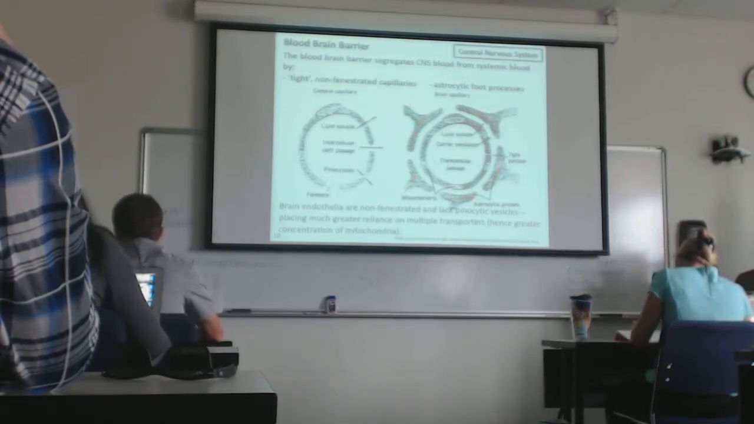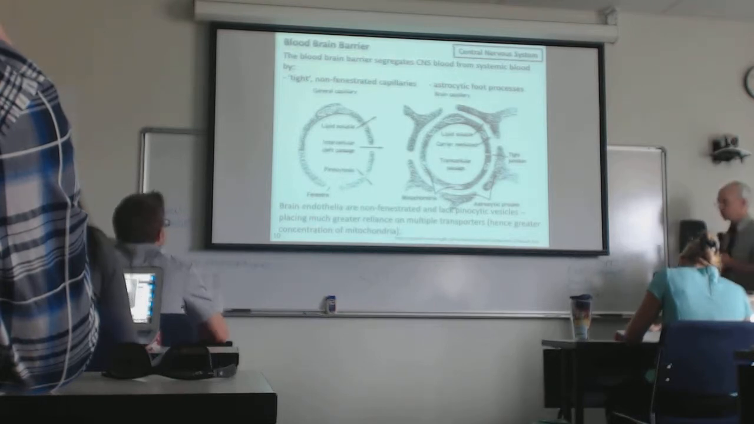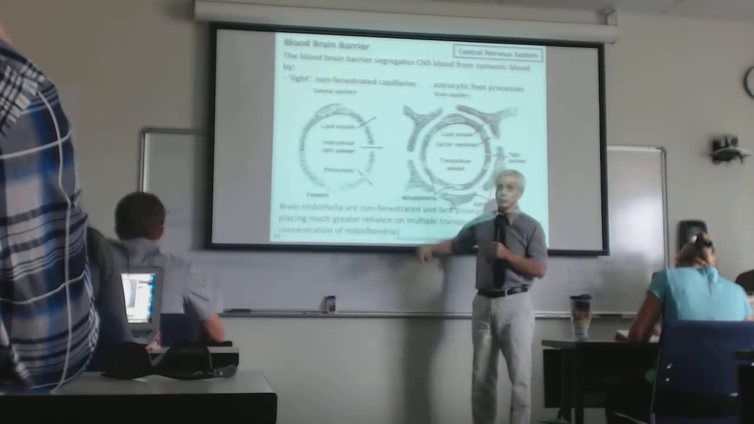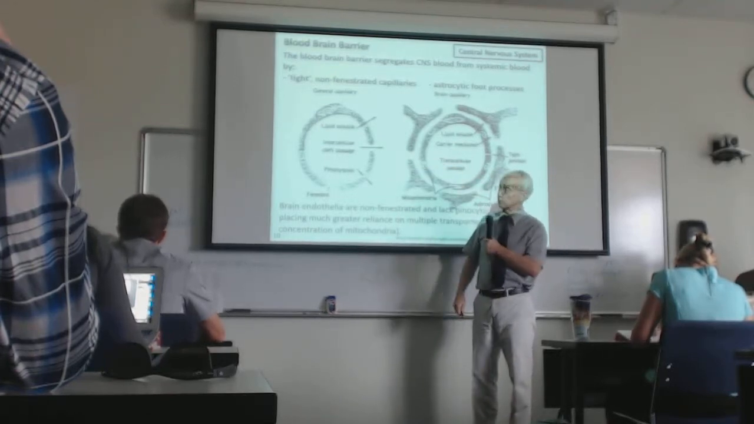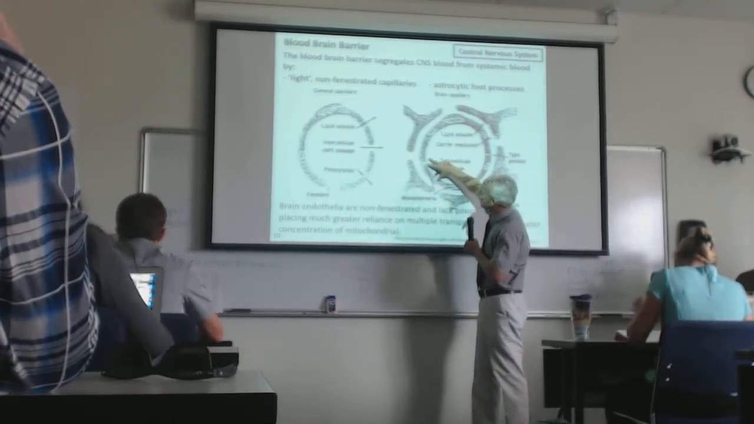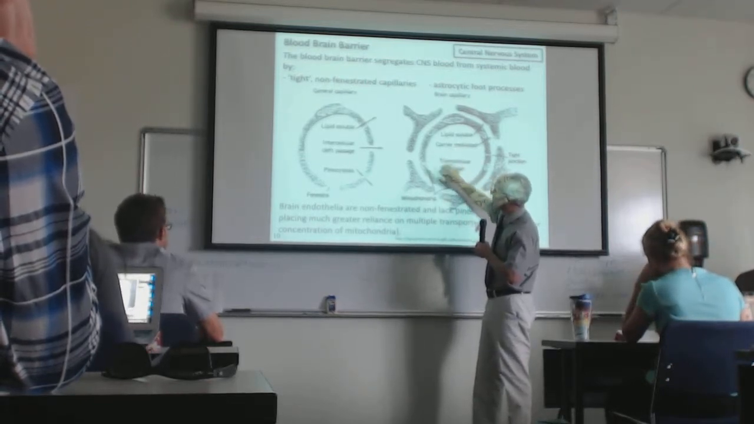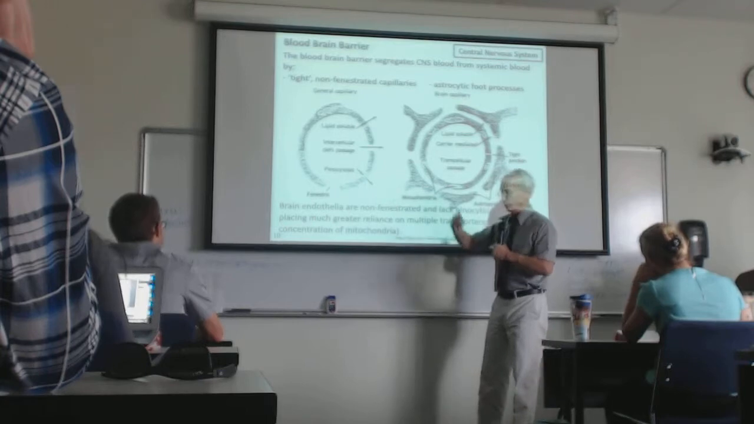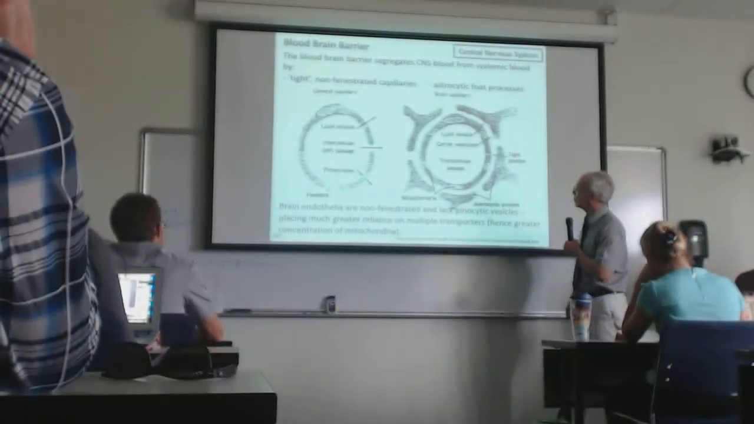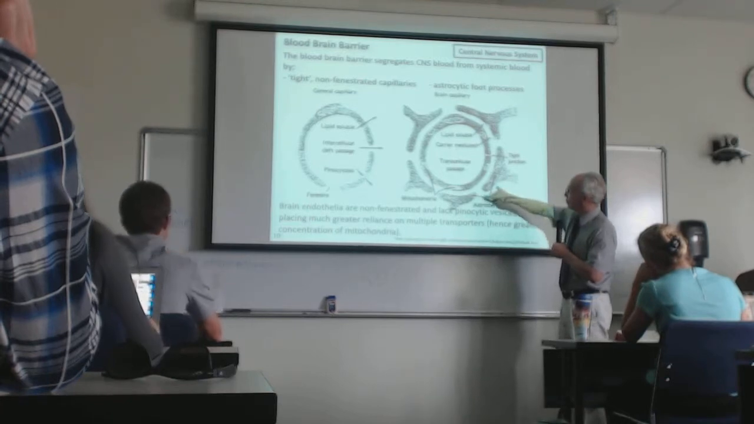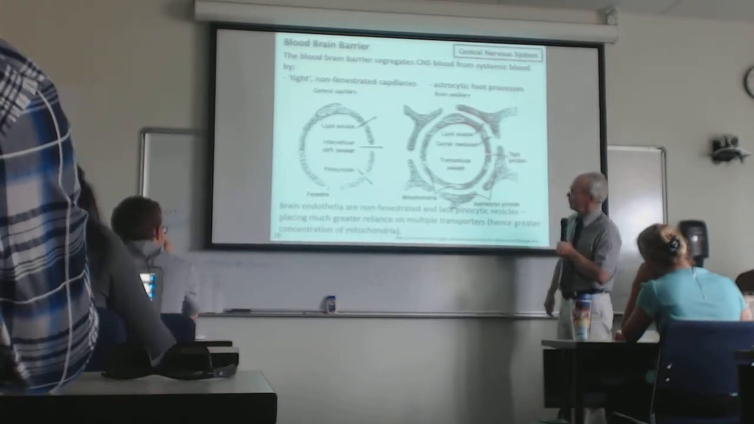And so in this illustration, the astrocytic foot processes are, through a variety of transport mechanisms, all of which you are familiar with now, taking substances from the systemic blood, processing, filtering, refining those, and then delivering them to the nervous system. So the astrocytic processes are an important component of the blood-brain barrier.